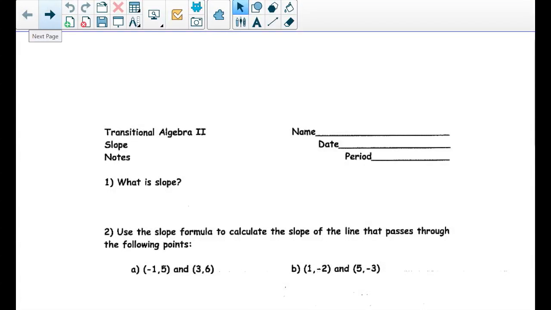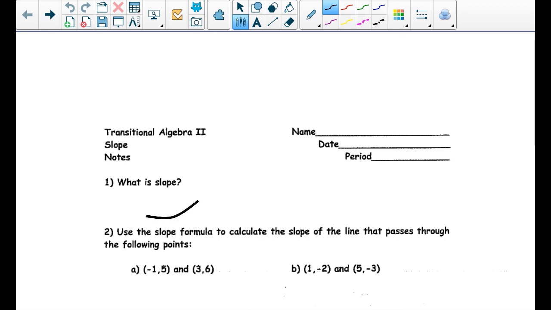So slope, what is slope? We're talking about maybe a hill. What's slope? Yeah, so like if we're talking about a hill, right? You might have something that looks like this. Each hill is going to have different slopes. So slope refers to what?